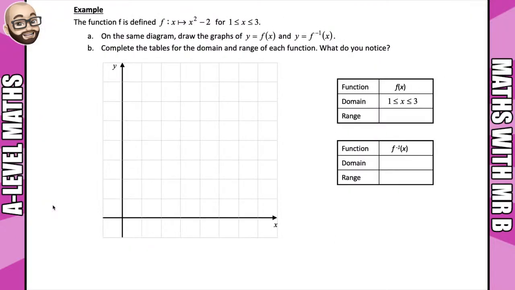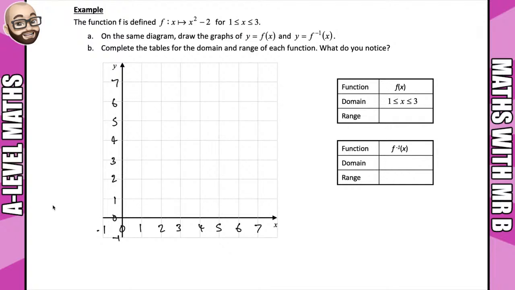So let's have a look at a couple of examples then. This first one is talking about the function x² - 2, and it says the domain here is only between 1 and 3. It says we need to draw both graphs on the same diagram and then compare what we find out about the domain and the range. So let's quickly go ahead and label our axes, and then we're going to draw our functions.